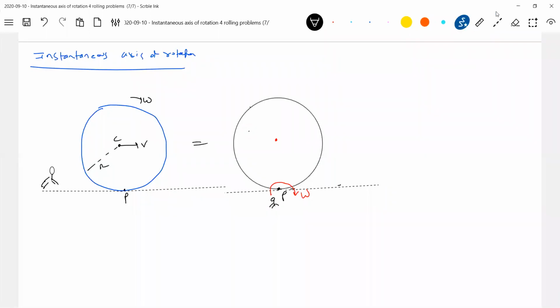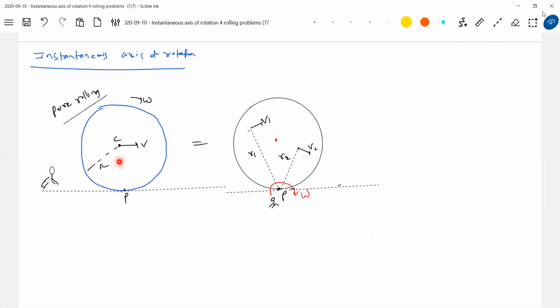Then what is the velocity of any point? I want the velocity of this point. What I should do is draw, then I'll get velocity v1. I want the velocity of this point. What shall I do? I'm going to draw a line perpendicular, and I'll get v2. So what is this? With what angular velocity? Pure rolling. The body is having pure rolling. Only when pure rolling, this will come.